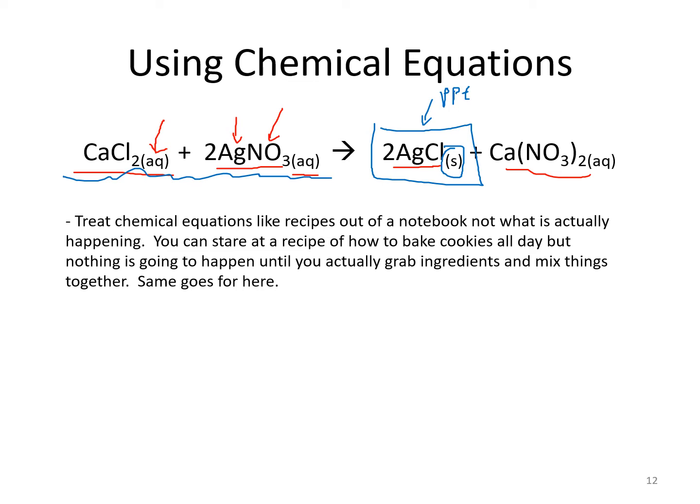So you can treat these chemical equations as recipes, right? 1 part calcium chloride, 1 mole calcium chloride, when mixed with 2 moles of silver nitrate, you mix them up real good, and here's what you get. You get 2 moles of silver chloride and 2 moles of calcium nitrate.